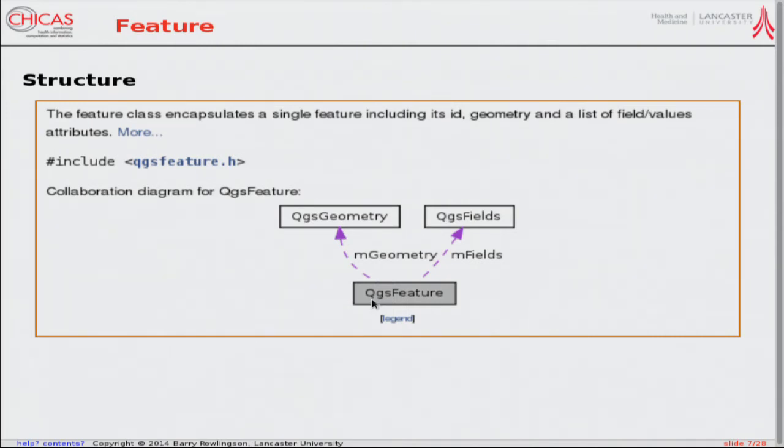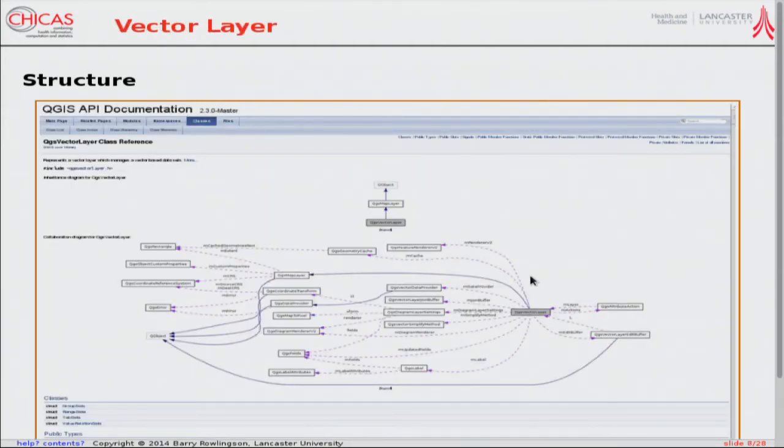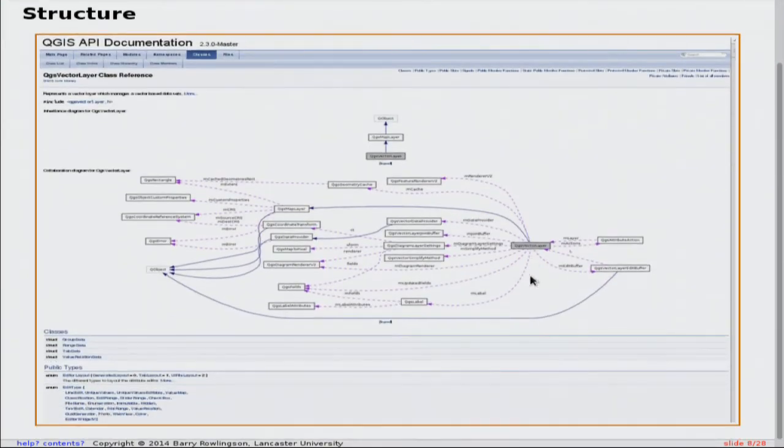A geographic feature, like a particular polygon or a point, is composed of a geometry type object and a field type object. That's a fairly simple structure. You get onto more complicated things like a layer. This is the representation of a layer: it has a coordinate reference system, it has features, and it has relations to various other objects. All this documentation is online.